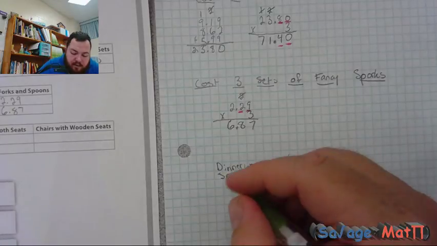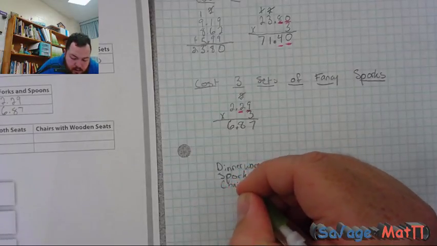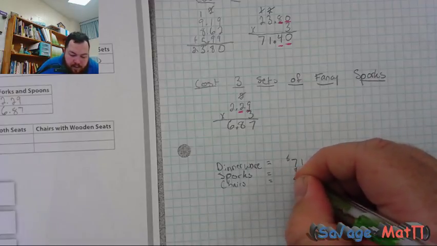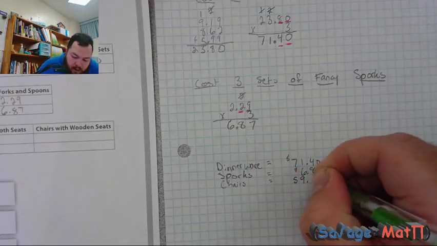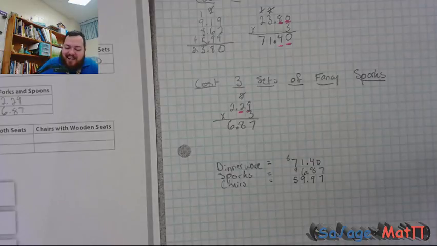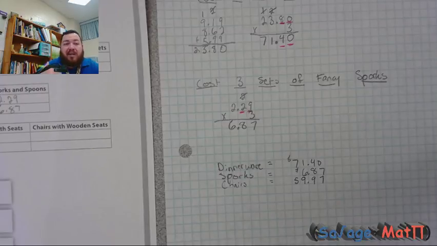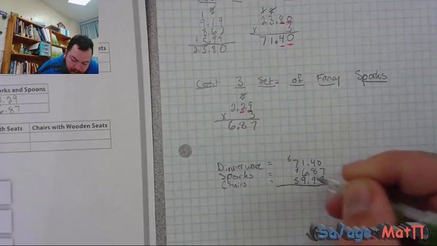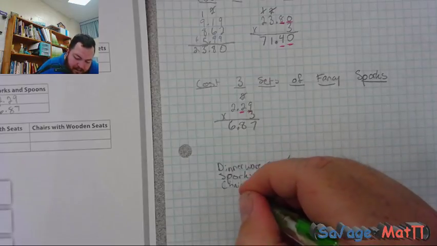For chairs, I'm going to spend $59.97. And I'm keeping these lined up because I'm adding decimals. So I have to keep it lined up. Adding is different than multiplying. So I'm going to add all this up, and that's going to give me a subtotal.